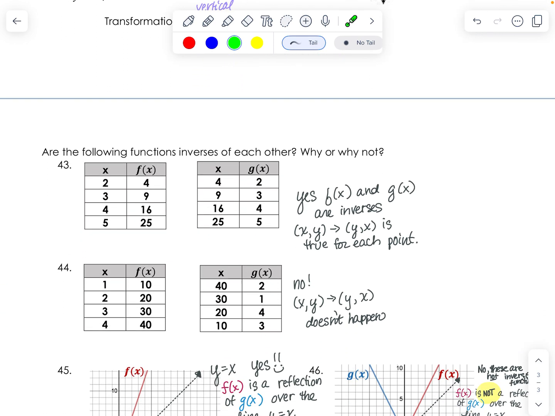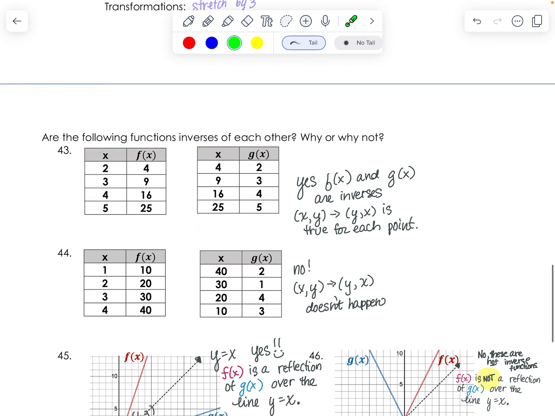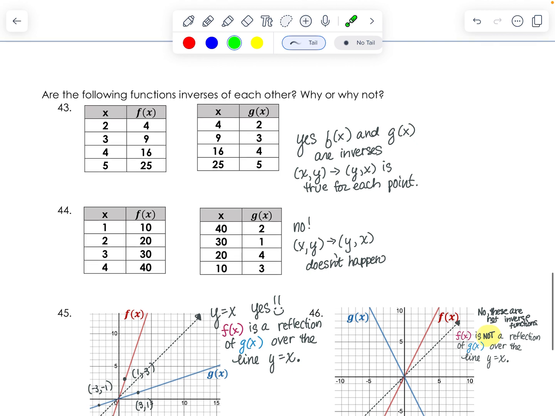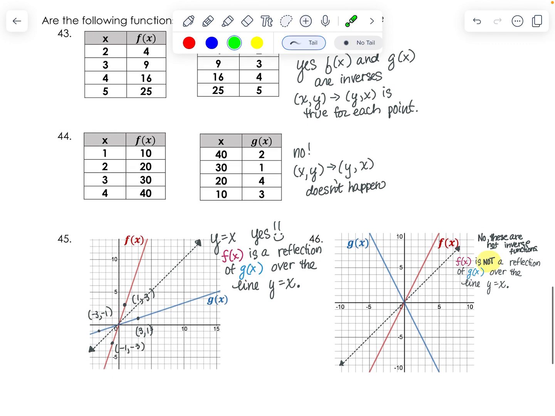And now we have inverse functions. Are these inverses? Remember, definition of an inverse, the easiest way to explain it is all your x and y values switch. So look at all your data points here and see if everything switches. Over here, we have 1, 10. Even though all of our x's that were here are over here, it should be, if it's 1, 10 here, it should be 10, 1, but it's not, so they are not inverses.